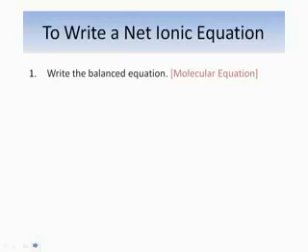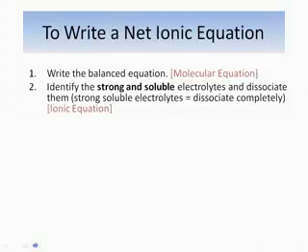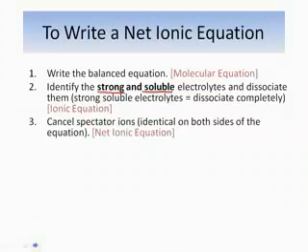Okay, so here's kind of the steps that we just went through. First, you write a balanced equation, call it the molecular equation. Then we want to identify, and this is really important here, the strong and soluble electrolytes. And only those will be dissociated or broken apart in the ionic equation. And then once we have the ionic, we're going to look to see where our spectator ions are. We will cancel those out, and the thing that is left will be the net ionic equation.